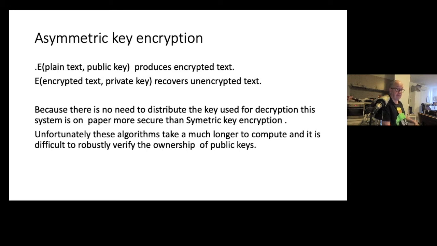Asymmetric key encryption. You have a private key and a public key. You distribute the public key wide and far. It's mathematically impossible, once you've encrypted something with the public key, to decrypt it with anything but the private key. So provided you keep the private key secure, the encryption is secure.